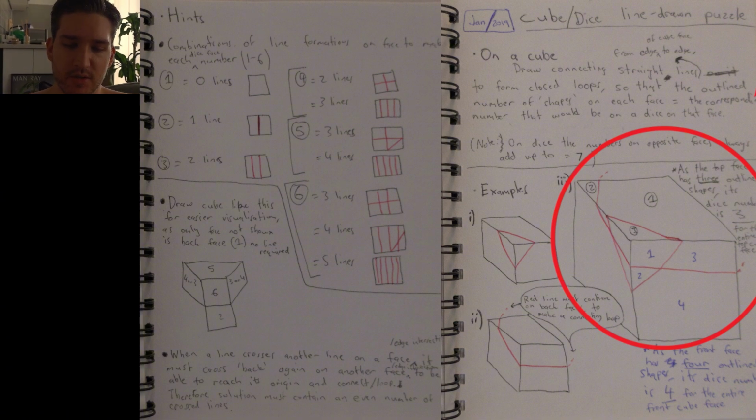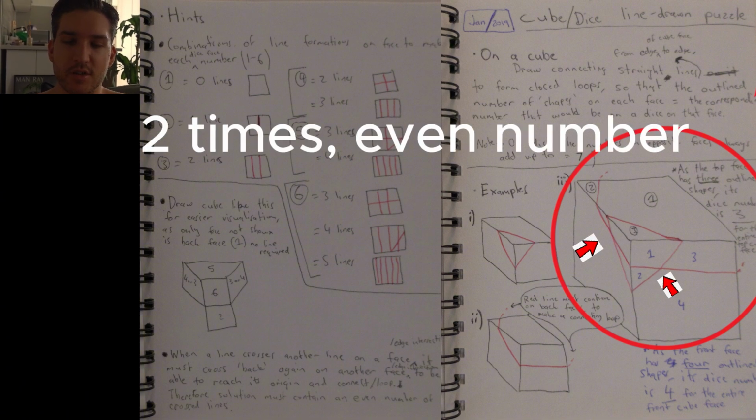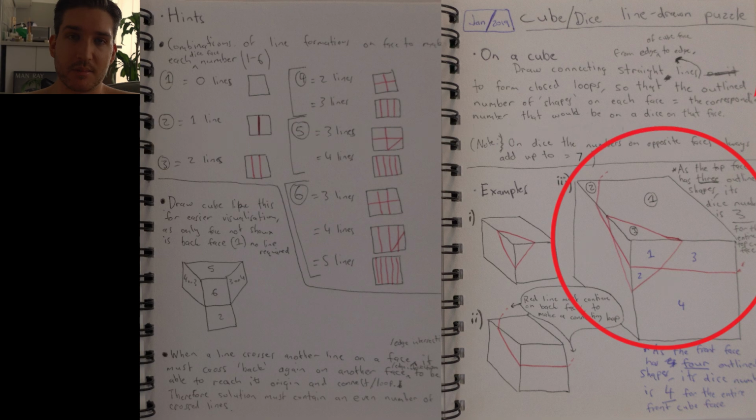So, I'll visually show you what I mean. Back to this example 3, I'll point out the number of times it crosses, I'm not going to count it right now, and show that it's an even number. So does that always hold true? Maybe.